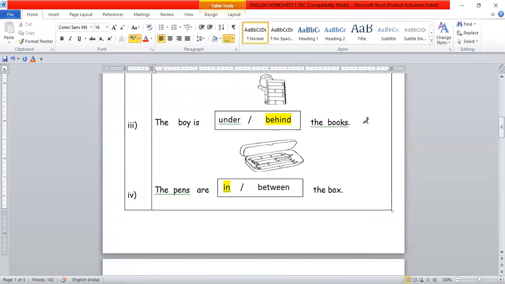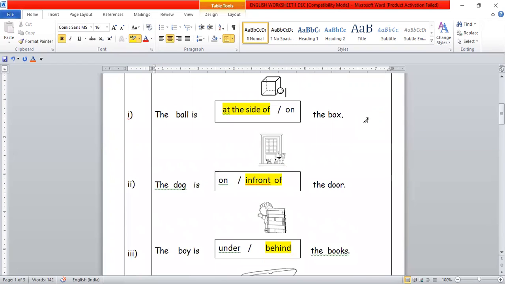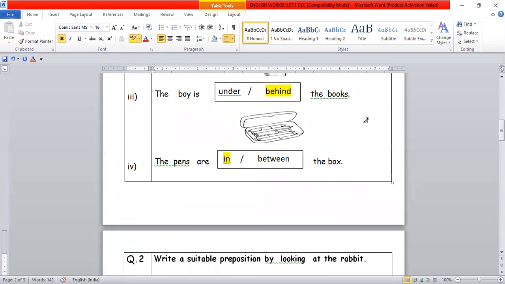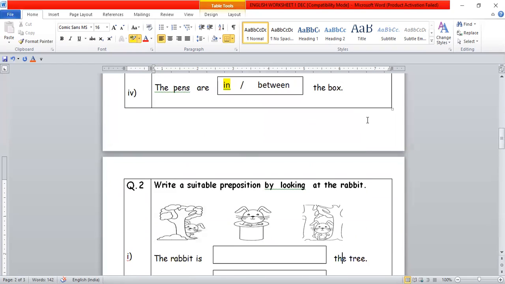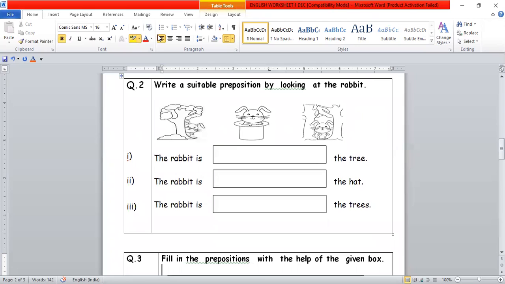Now let's read the sentences with the proper preposition as given. The ball is at the side of the box. Repeat after me. Next, the dog is in front of the door. The boy is behind the books. The pens are in the box. We move down.